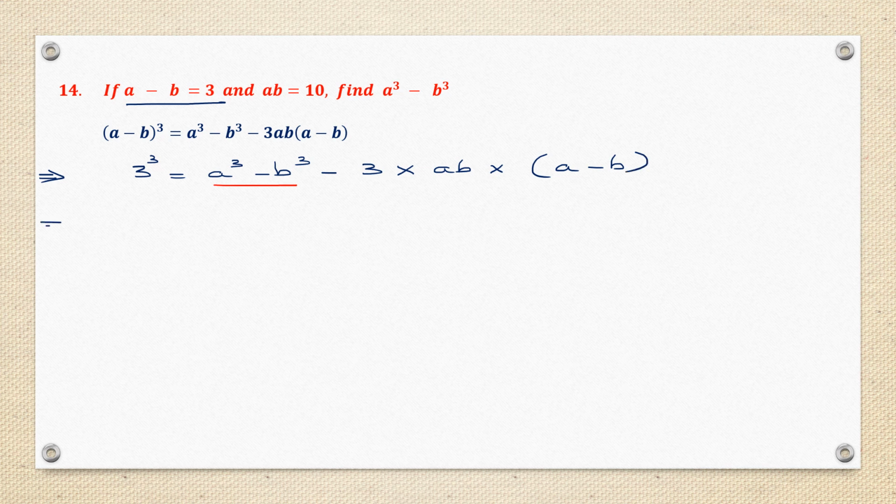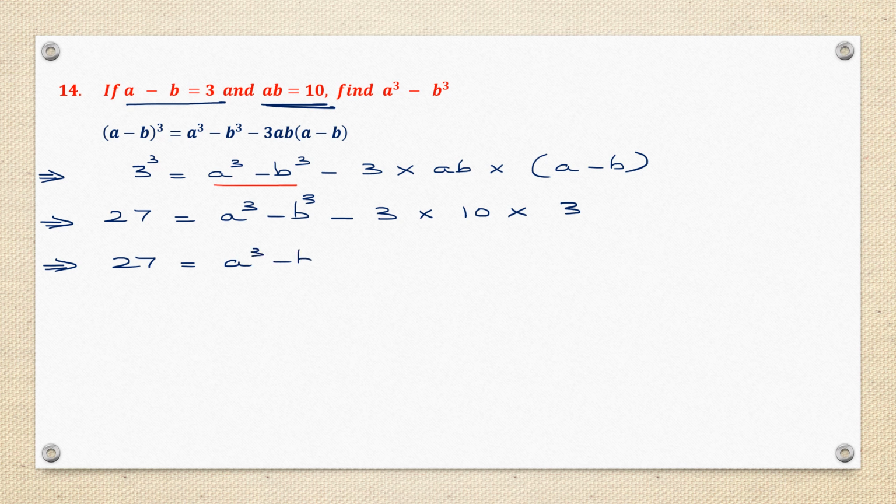So let's substitute here. Now 3 raised to the power of 3 is 3 into 3 into 3. 3 3s are 9, 9 3s are 27. Now this is a cube minus b cube, which we need to find out, minus 3 into ab is given to us in the question as 10. So 3 into 10, and a minus b is also given to us in the question as 3. So let's work this out. So this is 27 is equal to a cube minus b cube minus, now 3 into 10, we are working this out. 3 into 10 is 30. 30 into 3 is 90 minus 90.